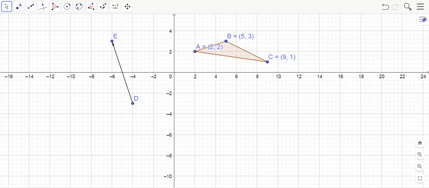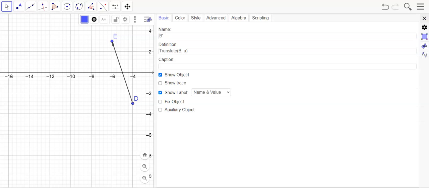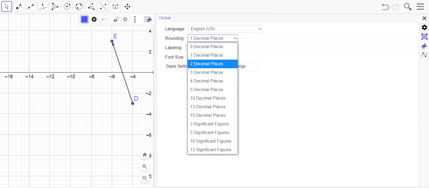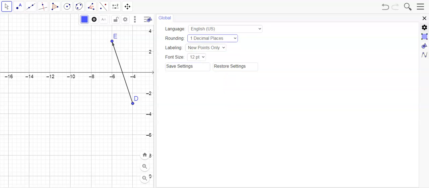So let me go check my settings and click the little gear. Then I think it's the second gear over here. And I could say 1 decimal place. All right, or you could go to 3 decimal places. I'm going to go to 1.